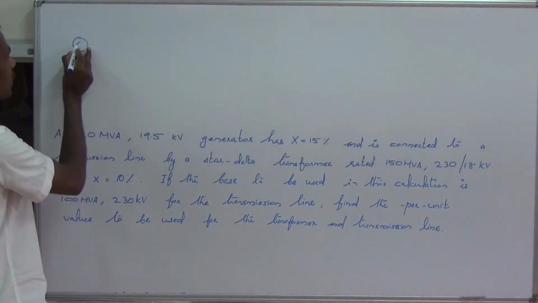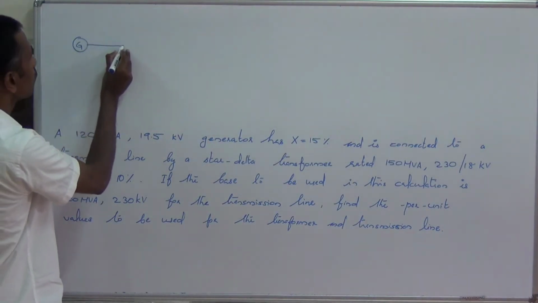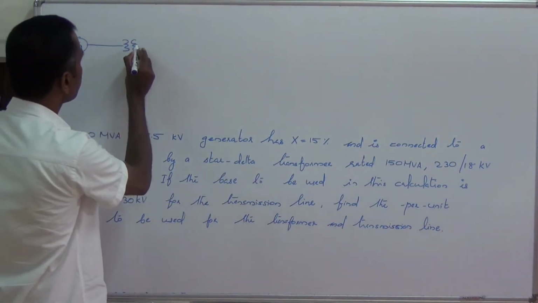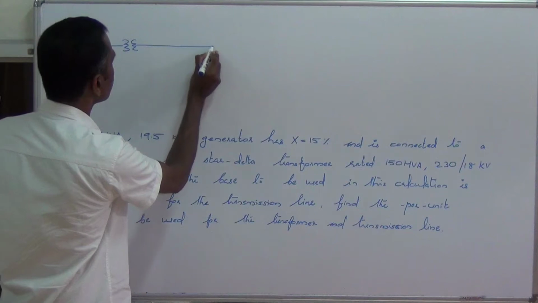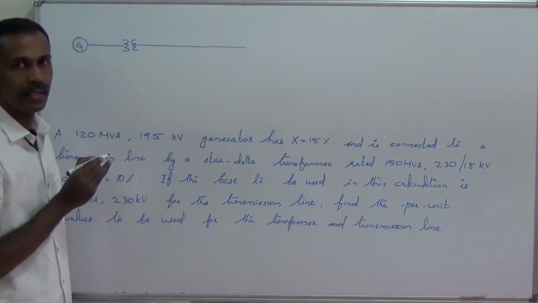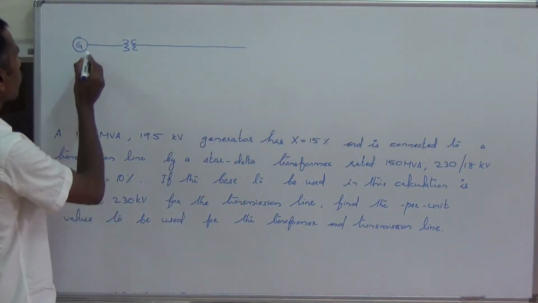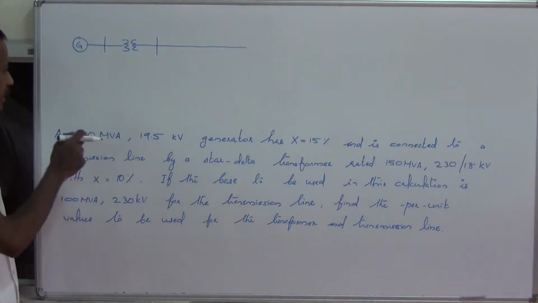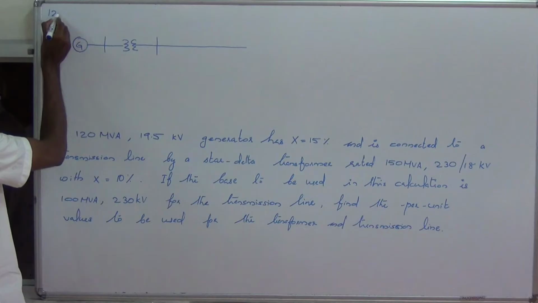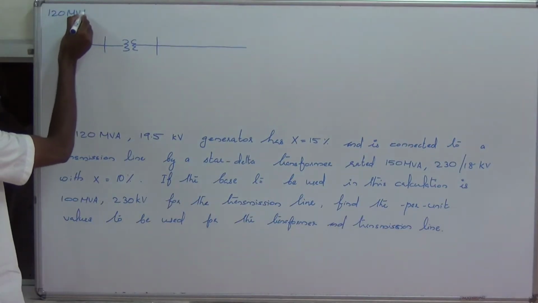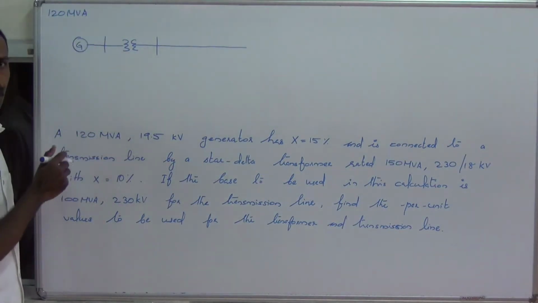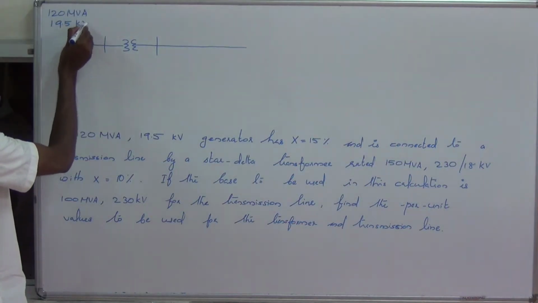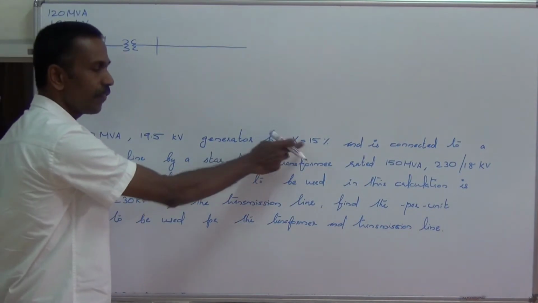This is our generator. The transformer. It is connected to the transmission line. The generator rating is 120 MVA, 19.5 kilovolt. Its reactance is 15%.